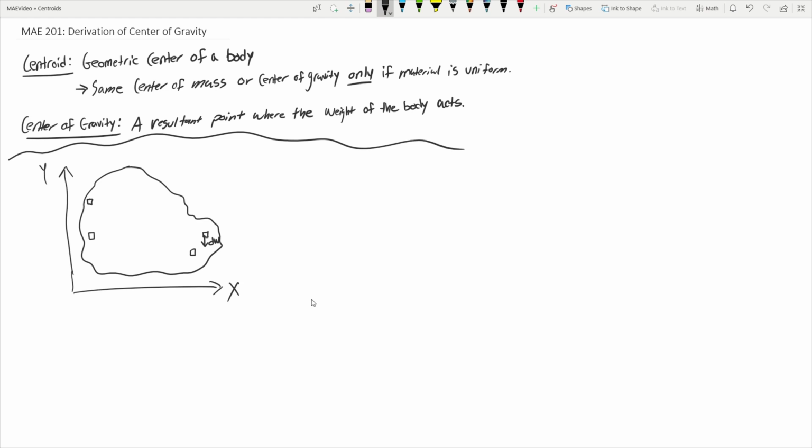We know the total weight of the entire body is W, so we'll call the total weight W. And we can also say that the total weight is the sum of all these tiny infinite pieces, which we can write as the integral of dW, meaning the sum of all the tiny dWs will equal the overall weight of the body. Okay, with that, now we can find the centroids of the body.